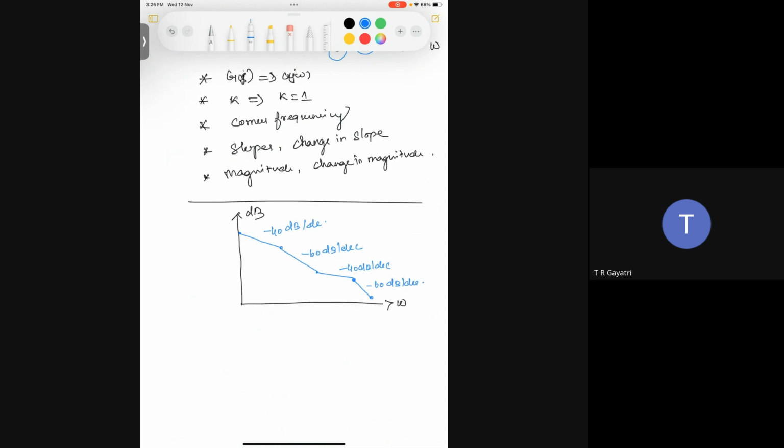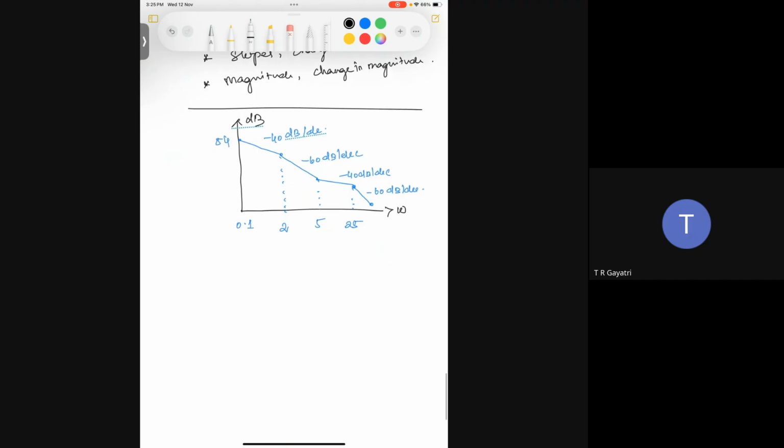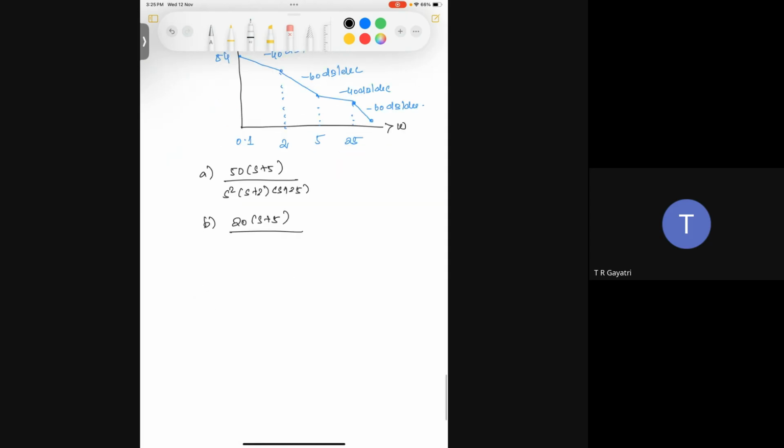Just somewhere in here. They didn't mention anything about the y-axis except one point. It starts from 54 decibels. And we are starting at 0.1 corner frequency. And the other frequencies are 2, 5, 25. That's it. The last point was not mentioned. So out of this, I'm giving options. Try to guess the transfer function from this. What will suit the most? Give me the answers with reasons.